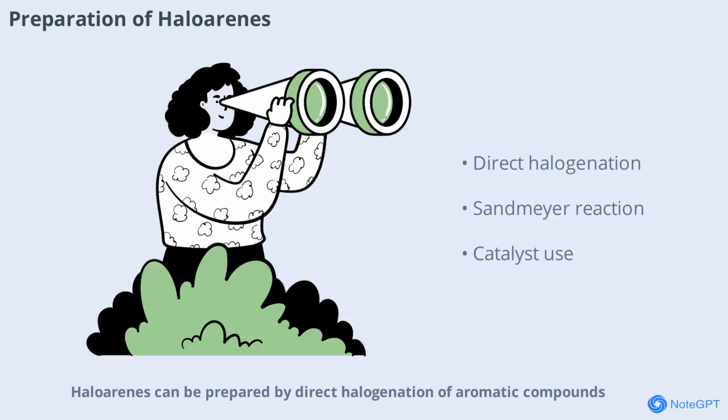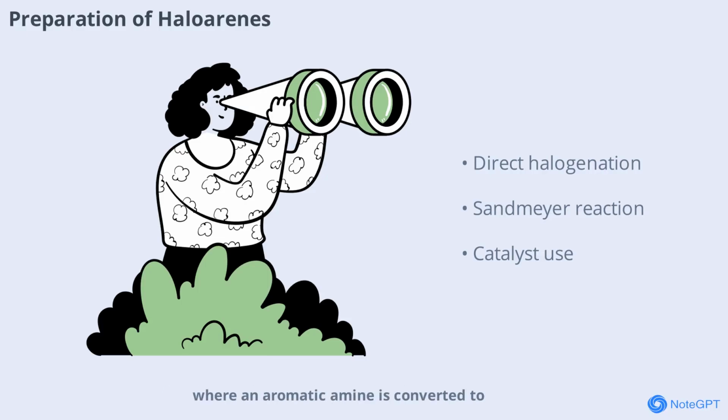Haloarenes can be prepared by direct halogenation of aromatic compounds, usually in the presence of a catalyst like iron(III) chloride. Another method involves the Sandmeyer reaction, where an aromatic amine is converted to a haloarene using copper salts and halogen acids. Each method offers different advantages depending on the desired product and reaction conditions.